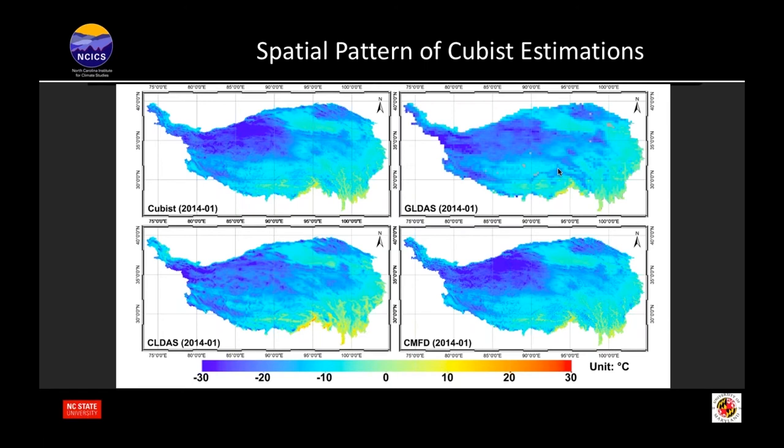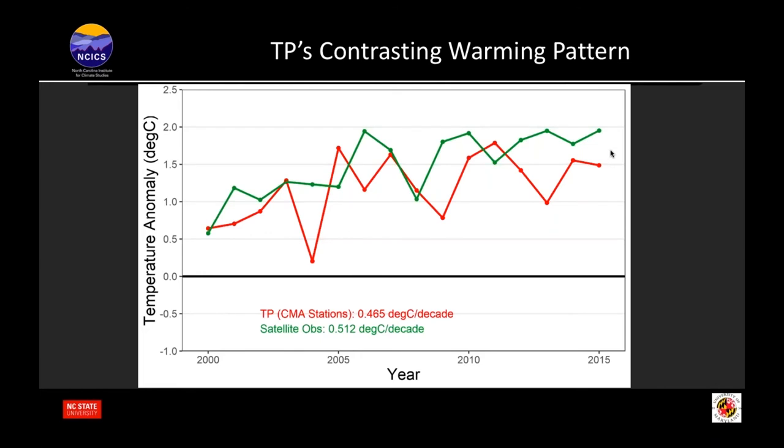When we're looking at the spatial details, over the western part of the plateau, where there are no station measurements, we see really high warming rates, which are neglected by the station measurement network. So this can lead to a problem when we're doing local and regional climate change analysis. So that's the case study over the Tibetan Plateau.